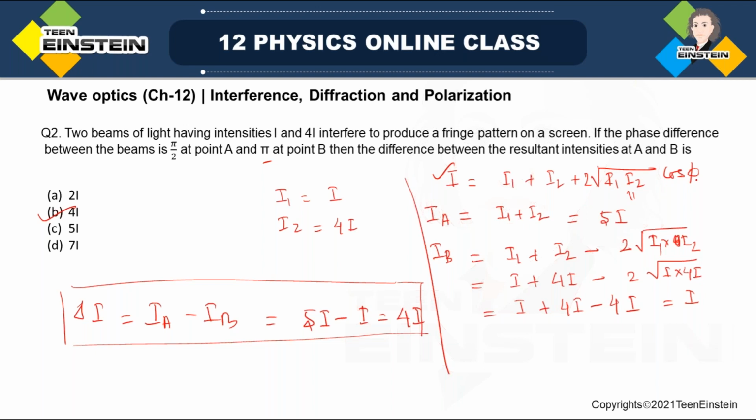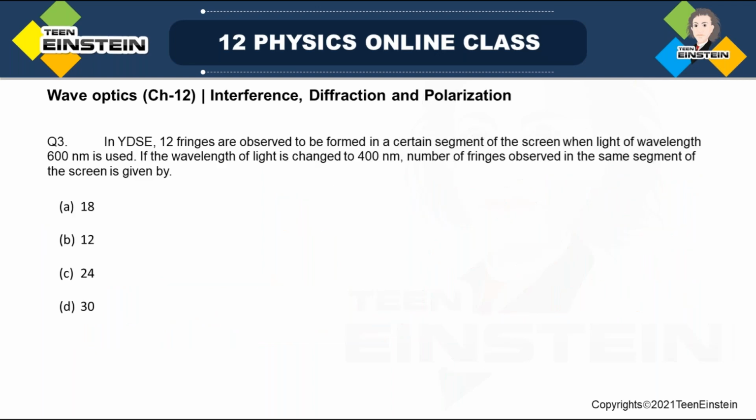Then you should know that this phi is the phase difference, and I1 and I2 are the intensities of the two beams coming up and interfering. So this is how you have to solve this question. Let us see the third question.